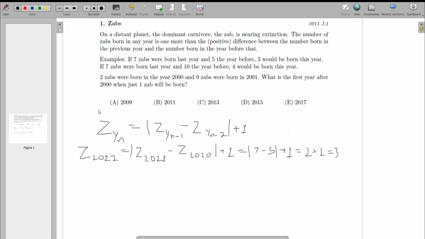The other example is if 7 sabs were born last year and then the year before, 4 would be born this year. These exercises of applying rules are very straightforward, and what the student or anyone that wants to solve these kinds of questions, of tests, has to do is to apply the rules. What is the rule here? Well, our rule this time is this one.